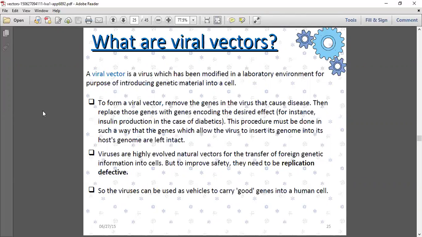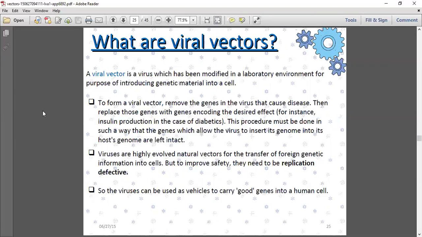To form a viral vector, we remove the genes in the virus that cause disease, then replace those genes with a gene encoding the desired effect, particularly where we have to bring changes. For instance, insulin production in the case of diabetes, where the insulin is going to help.